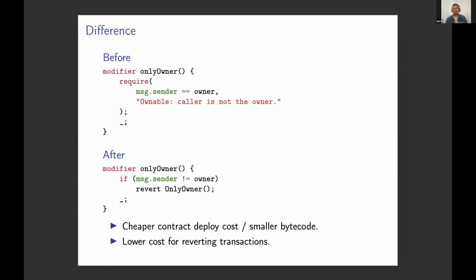So here is a short summary of the before and after. In the first example, that's how you do it classically using a string. And in the second example, we use custom errors, and the second example is better because it has lower cost for reverting transactions, as well as cheaper contract deploy cost, or smaller bytecode.